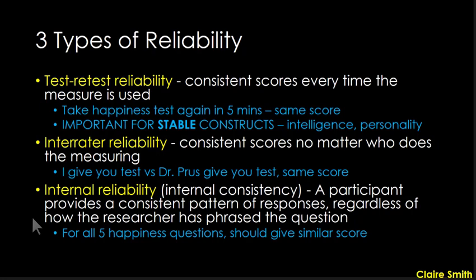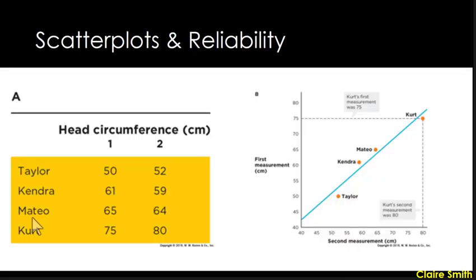So we can look at this, figure out if something's reliable. The first way is we can use scatter plots. So in this example, people used to think that smarter people had larger heads because there's more of a brain, whatever. So a larger head circumference meant they were more intelligent, right? So to operationalize intelligence, they were measuring head circumference.